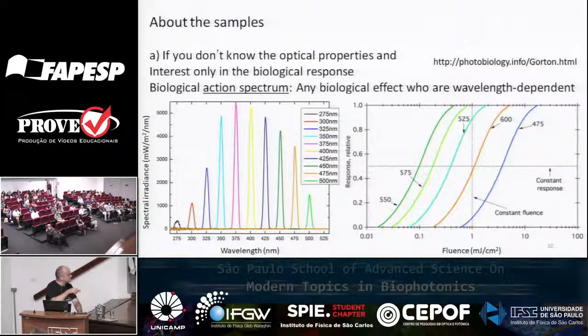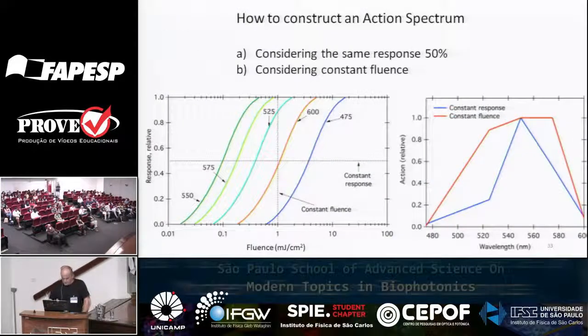You have no response here. You have an increased value and a saturation response here. If you see, you have different curves for different wavelengths. For example, it's easy to produce an effect if your radiation is at 550, a green wavelength. It's harder to produce the same effect for blue or red. With this, you construct an action spectrum, OK? Here are two approaches to the action spectrum. Then you are measuring how difficult or how easy it is to produce this effect.